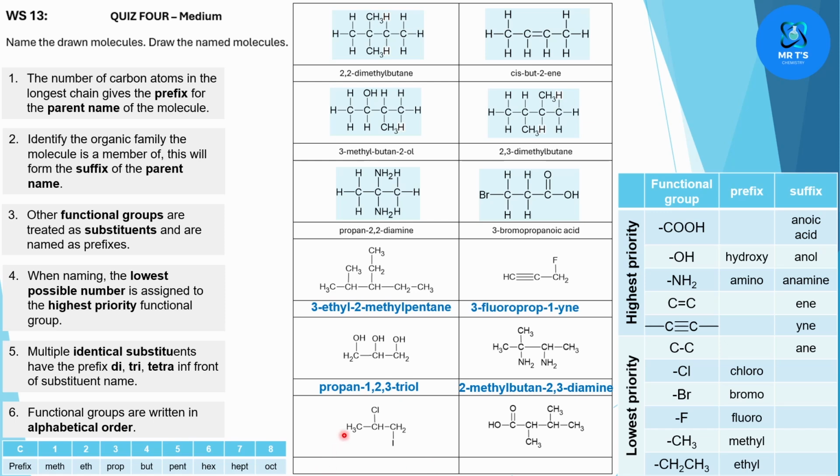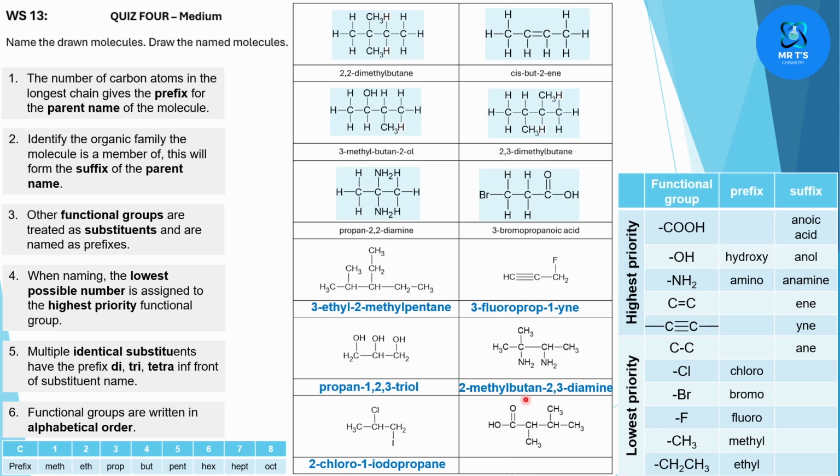The next molecule, 1, 2, 3 carbons in a row, we have a chlorine group coming off the second carbon and an iodine group, a chlorine atom and an iodine atom coming off the first carbon. When we write it out, we make sure that these functional groups are in alphabetical order. The chloro goes before the iodo because C is before I in the alphabet. So we are going to name this 2-chloro-1-iodopropane.